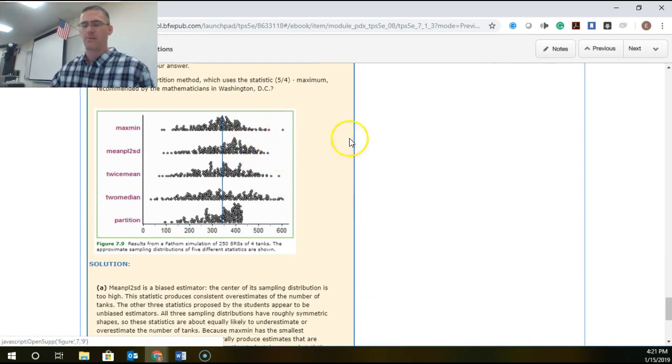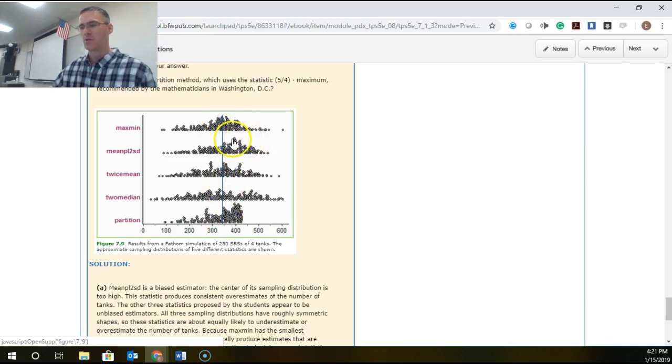So this is an example from our German tank simulation. All of these are centered fairly closely at the true population value. This one has the most variability. This one has the least variability. But they're all centered fairly close to the true population parameter, the true number of tanks. So they all have low bias.